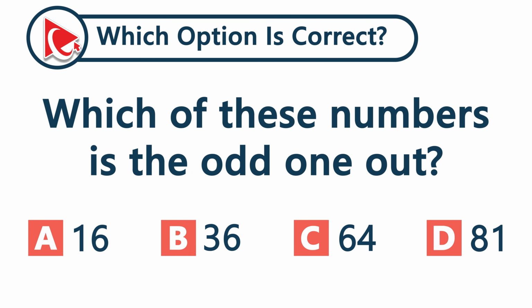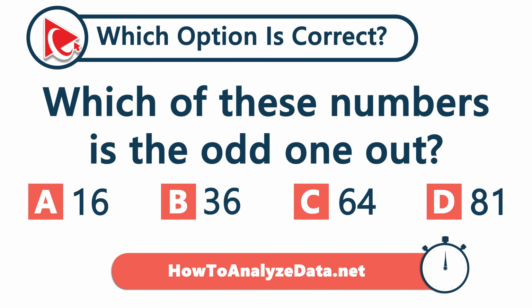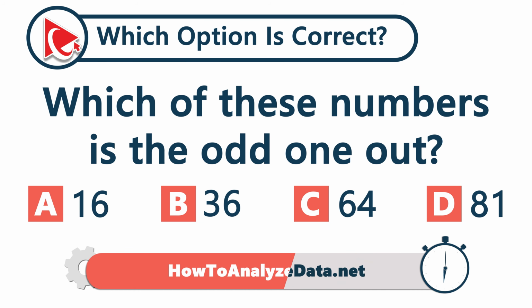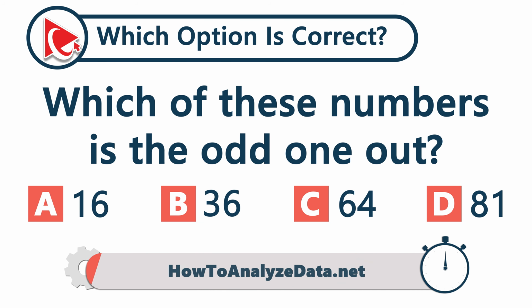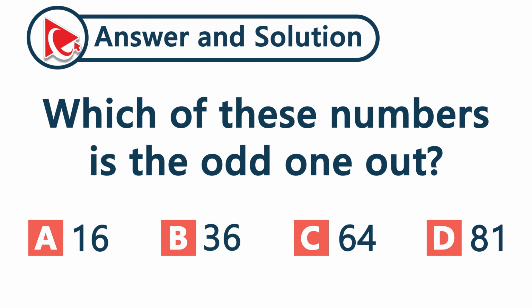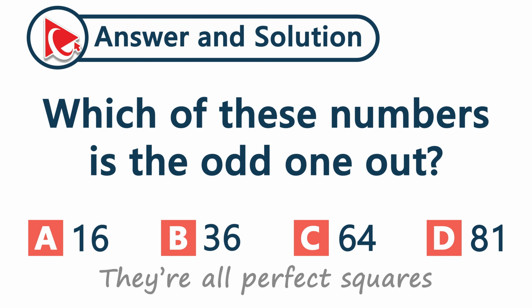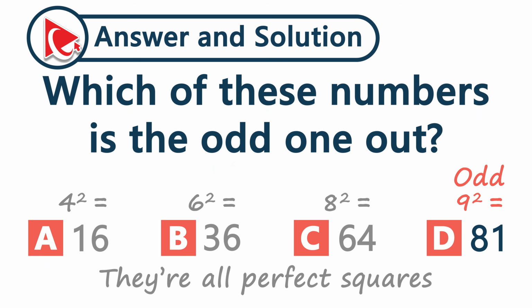Which one of these numbers is the odd one out? 16, 36, 64, or 81? Let's think what those numbers have in common. They are perfect squares, which means each one can be written as a number times itself. So far so good, right? But there's a twist. Let's dive deeper. 16 is 4 squared, 36 is 6 squared, 64 is 8 squared, and 81, that's 9 squared. Notice anything? That's right, only 81 is the square of an odd number. The others, all even roots. So the final answer is choice D, 81.